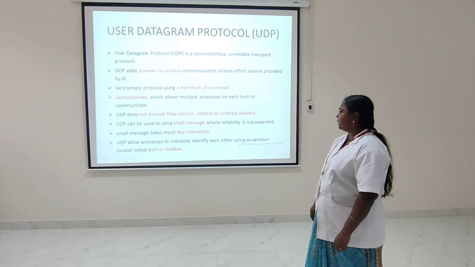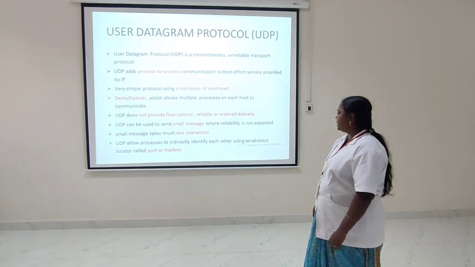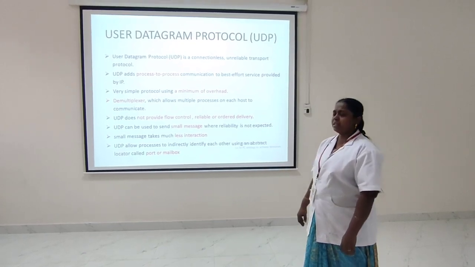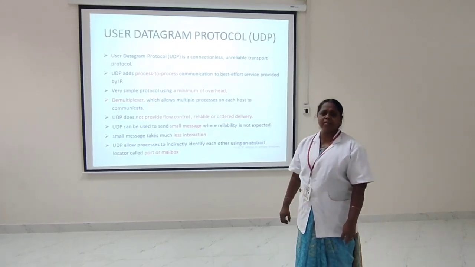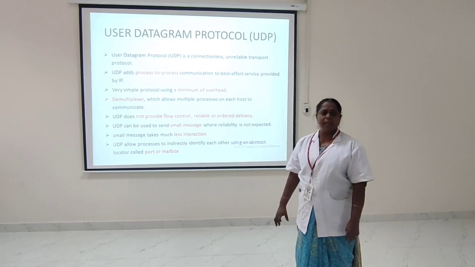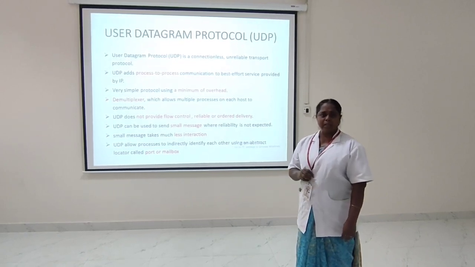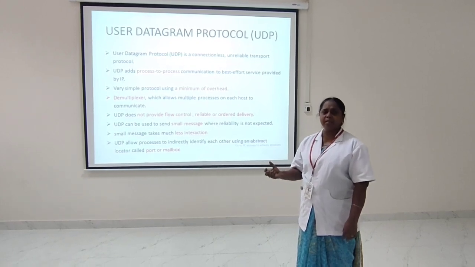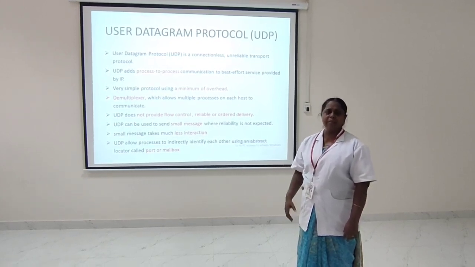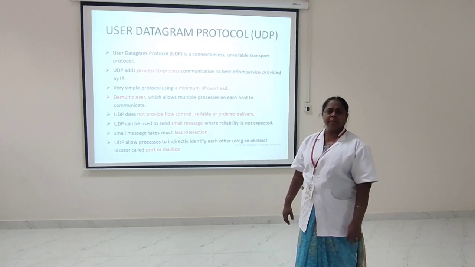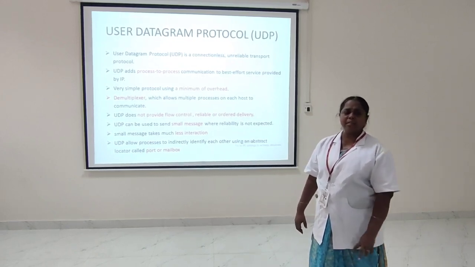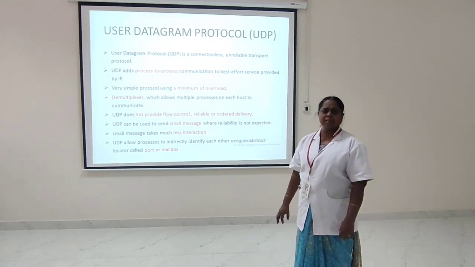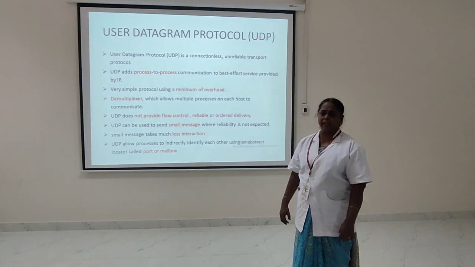UDP allows processes to indirectly identify each other using an abstract locator called a port or mailbox. If you are sending any message to the end host, it requires a mailbox or some storage. Whatever message is sent is stored in the mailbox, and the receiver receives it when he is live. An example is the email system. When you send mail using the email system, the data is stored in the mailbox. When the user enters the mailbox, he retrieves the data.